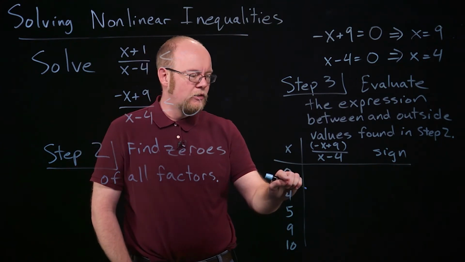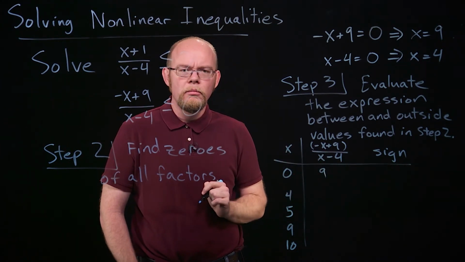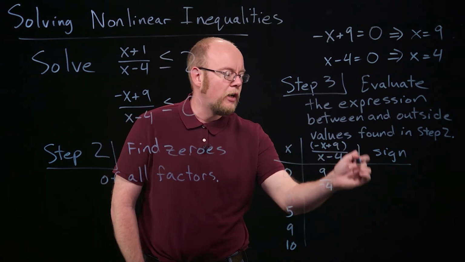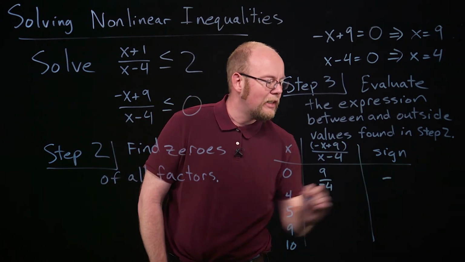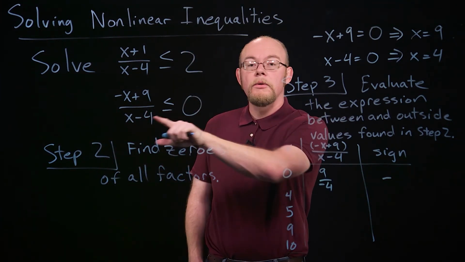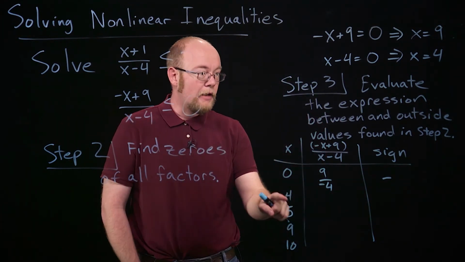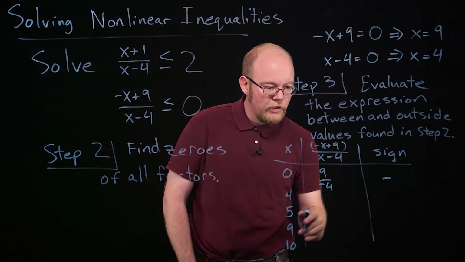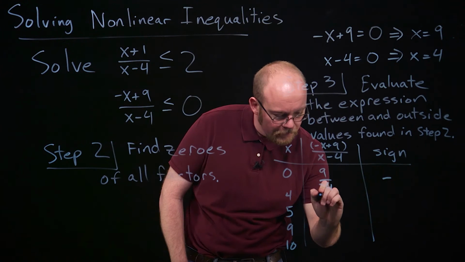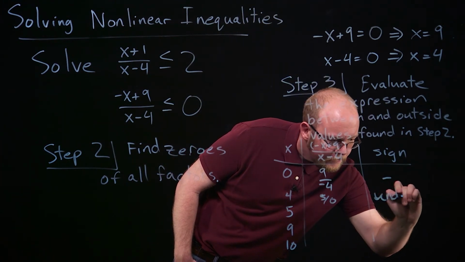Now, if we plug in 0 for this, we get negative 0 plus 9. That'll give us 9. And then we get 0 minus 4 for the denominator. That's negative 4. Now, we don't need to simplify this fraction. All we need to do is notice that it is negative here. That's all we're worried about because we converted this question into a question of whether or not this expression was less than 0 or equal to 0. At 4, you'll notice that the denominator is 0. So if I were to plug this in, I'd have negative 4 plus 9. That's 5 over 0. And I'll notice that that is undefined.